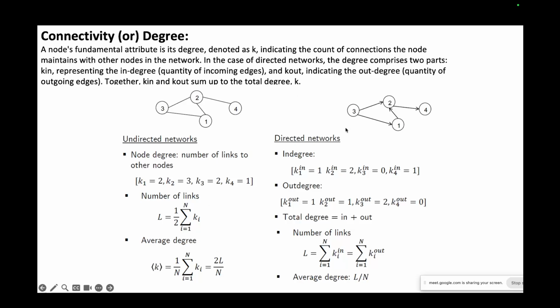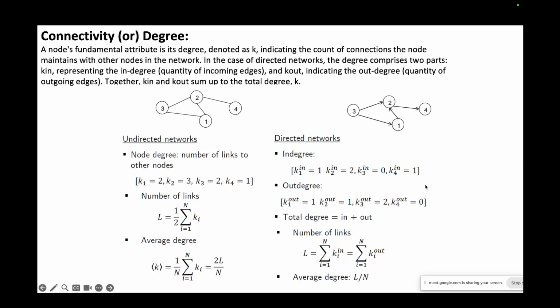For directed networks, it's a little different because you have two types of degrees. One is an in degree, the number of edges that are coming to the node, and one is an out degree, the number of edges originating from the node. So the total degree will be the sum of the in and out degrees, and you can calculate the average degree separately for in degree and out degree and so on.